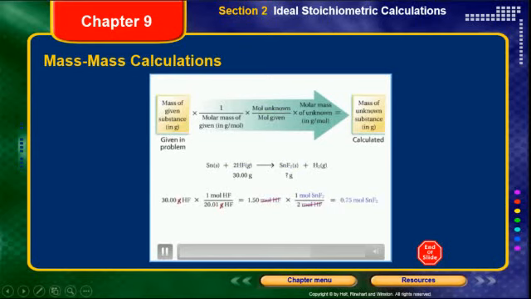Using the mole ratio, find the number of moles of tin 2-fluoride produced by the reaction. Then convert the moles of tin 2-fluoride into grams using the molar mass calculated from the periodic table. 30.00 grams of hydrogen fluoride can produce 117.5 grams of tin 2-fluoride.